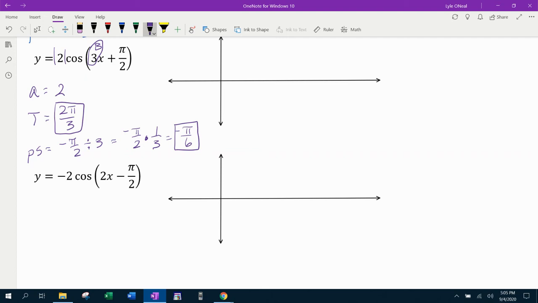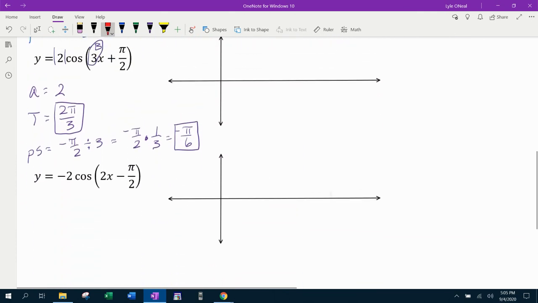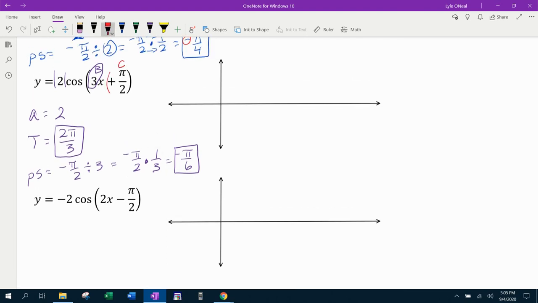If you had trouble following that, go back and watch it again. Let me make sure that I make good notes here. So the phase shift, remember, is negative c over b. In this case, c is positive pi over 2, so when I plug it into my formula, it's going to become negative pi over 2. That is c over b. Then we do the keep, change, flip. Anytime you have division with fractions, you keep the first number the way it is, change division to multiplication, and flip the second number. So that gets us our negative pi over 6 this time.